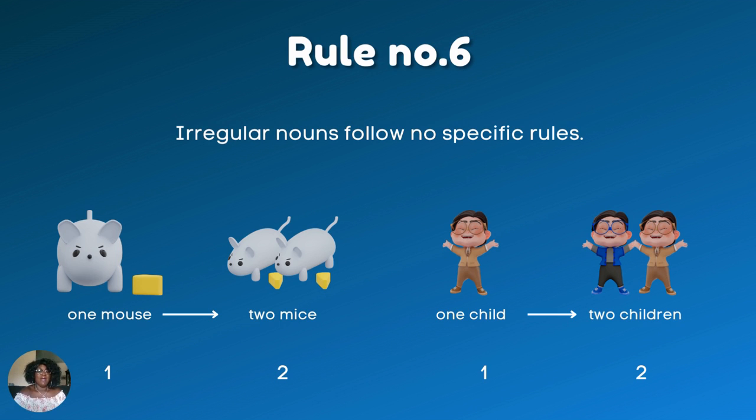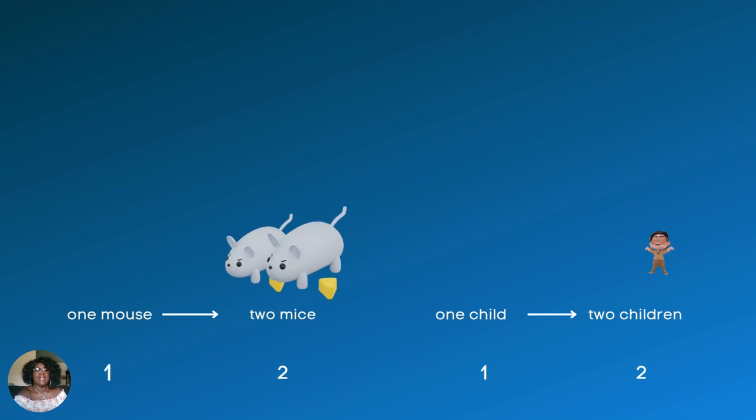Same applies to the word child. When we're talking about one child, it's child. But when we're talking about more than one child, the word changes from child to children. So one child, two children. Next slide.